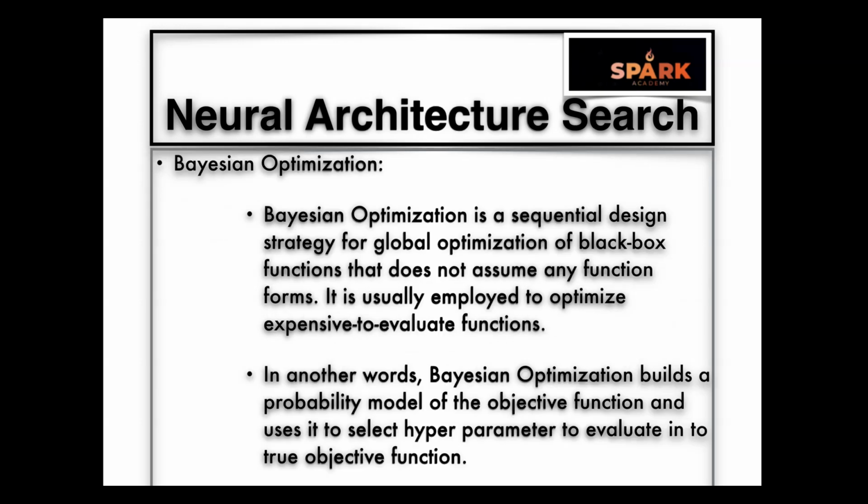Now we're going to talk a bit about Bayesian optimization. Bayesian optimization is a sequential design strategy for global optimization of black box functions that doesn't assume any functional forms. It is usually employed to optimize functions that are expensive to evaluate. In other words, Bayesian optimization builds a probability model of the objective function and uses it to select hyperparameters to evaluate on the true objective function.